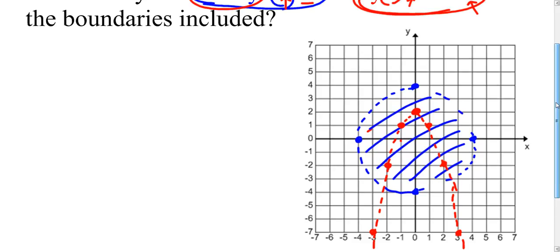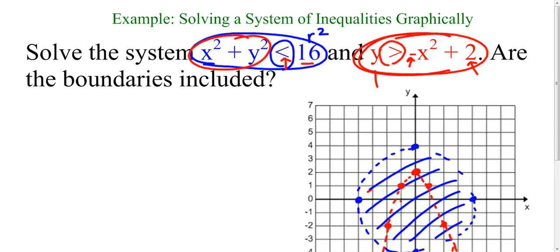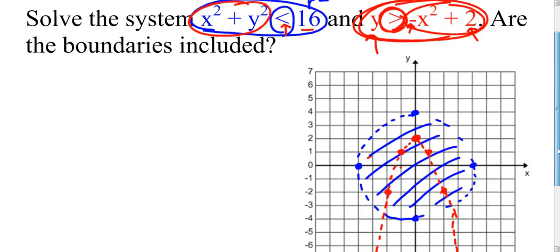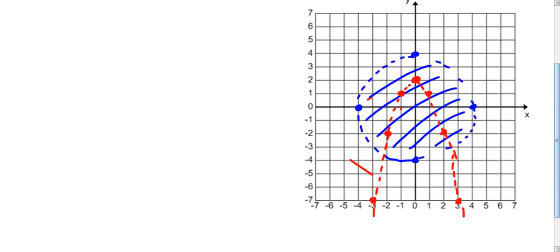Then it's asking me to shade all the y values that are bigger than the ones on the parabola. All the y values that are bigger than the ones on the parabola. That basically would be anything outside the parabola is where I would shade.